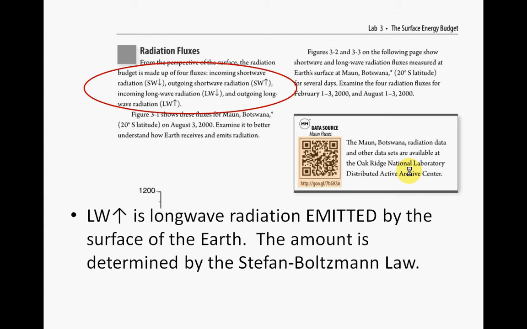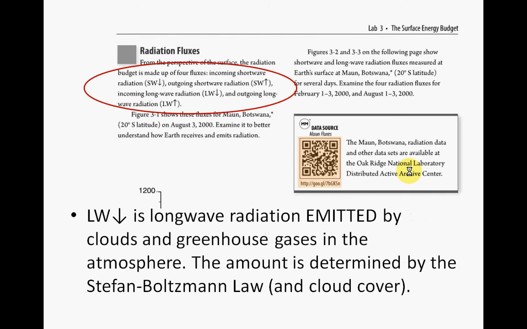Long wave down is the amount of radiation that's being emitted by clouds and greenhouse gases in the Earth's atmosphere. This is long wave radiation coming from the sky down to the surface of the Earth. Again, the amount of radiation is determined by the Stefan Boltzmann law and by the amount of clouds and greenhouse gases in the atmosphere. If the atmosphere has no clouds, there's going to be less long wave radiation coming down from the sky to the ground. Same with greenhouse gases, water vapor being the one that varies the most. There isn't very much fluctuation in the amount of carbon dioxide in the atmosphere.